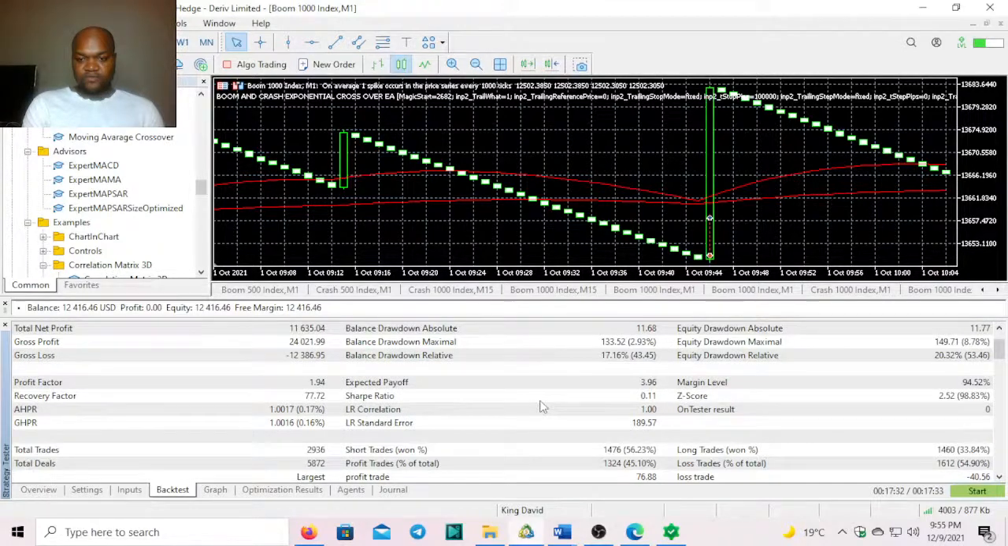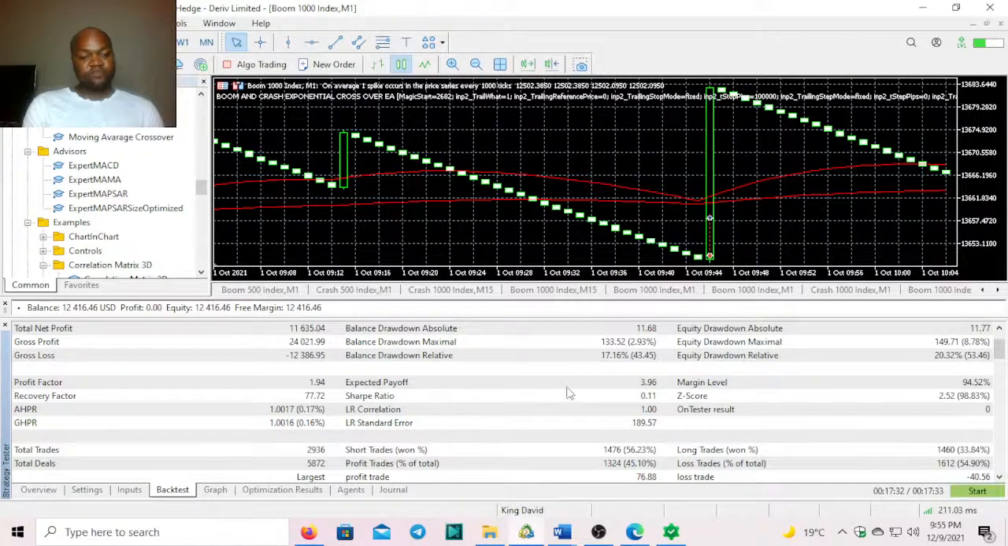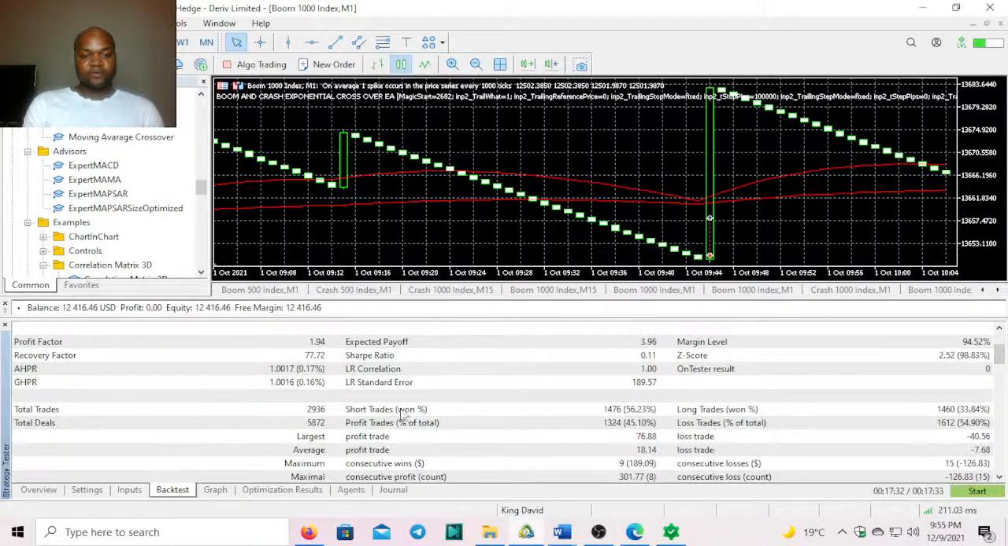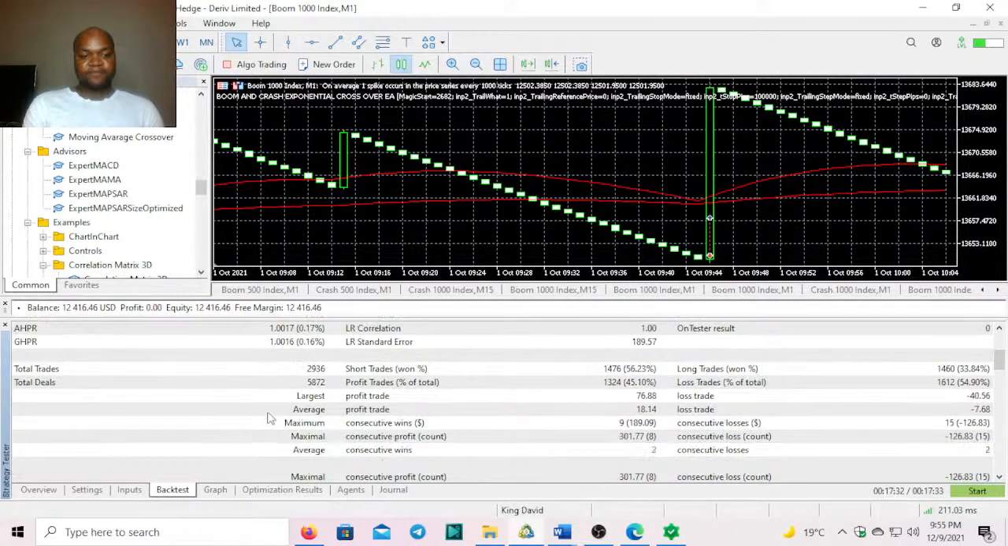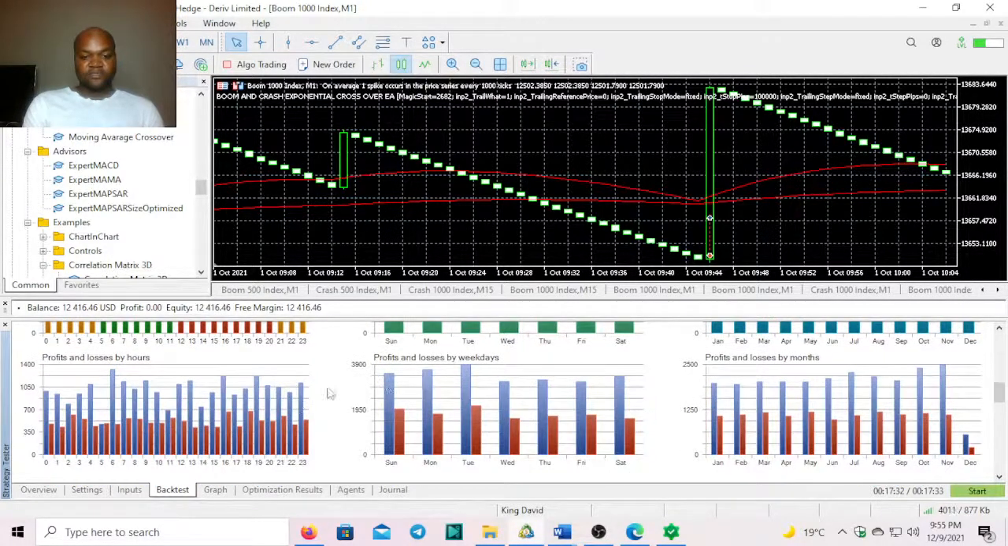Okay, let me scroll down. The profit factor is 1.94, which is not that bad. It's very good. Expected payoff 3.96. It's good. So if you play with the parameters, I'm telling you, these figures will go up. And it was active. It took a lot of trades, which is very good. Let's look at the charts. Yeah, it's very, very healthy.